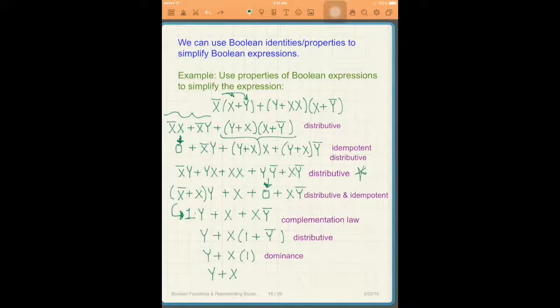Now at this point, what can we do? We look over and we see x's are in common in those last two, so you take the x out using the distributive property. It lets you do that. I like to put the 1 here as you're distributing or factoring it out. And then you can use the dominance law that if you have 1 or y complement, you just get back 1. So you end up with y plus x.